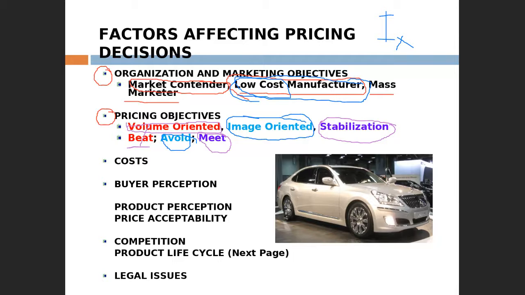Hello, sir. I have a question about this volume-oriented pricing objective. If this is to beat my competitor's prices at the lower end, like if my competitor's price is something like 10 USD, then I will set my price at a lower point, something like 9 or 8 USD. Is that something like that?